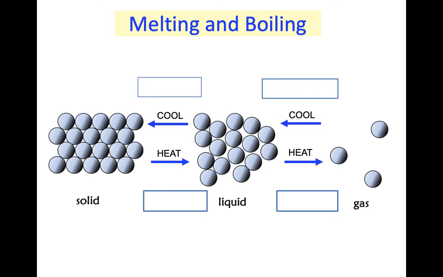Now, on the screen in front of me, we can see solid, liquid, and gas. In a solid structure, the atoms or the ions are tightly packed together. They are all touching one another. There's hardly any space between the atoms. In fact, there's no space at all. They're very, very closely packed together.